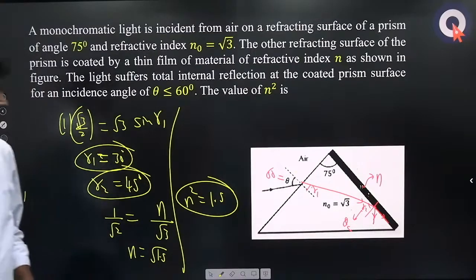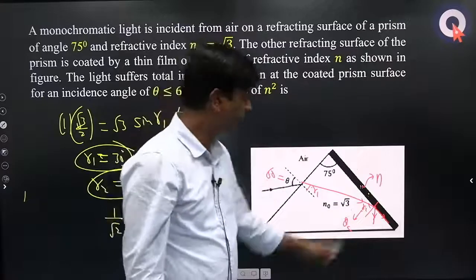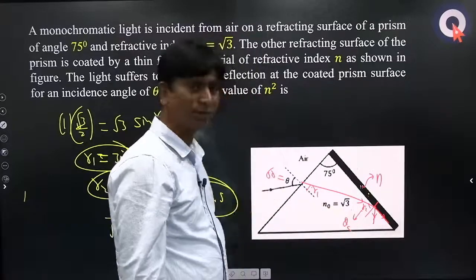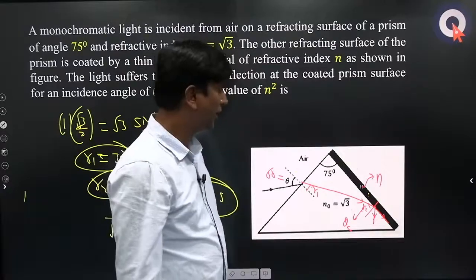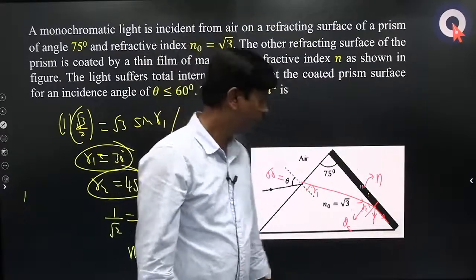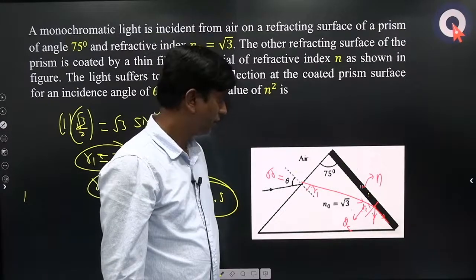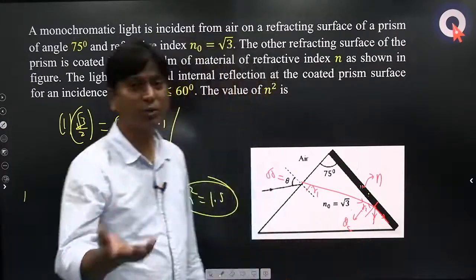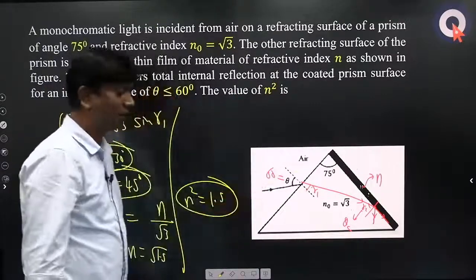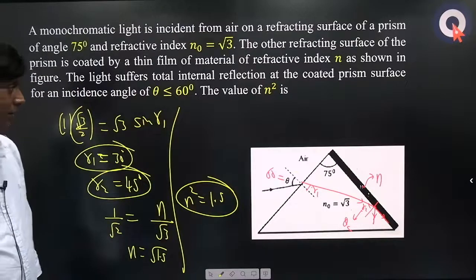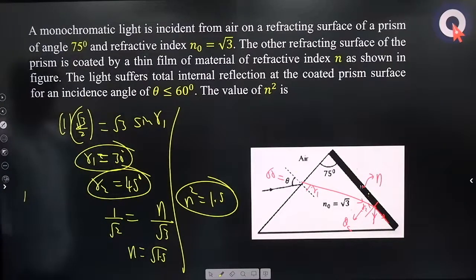So most of the time this will depend on this, because ultimately this will depend on this, right or not? So most of the questions in the prism, by adjusting this value, you are trying to make it have total internal reflection or not. You are able to do that by adjusting this particular value. Okay, right. We'll move on to the next question.